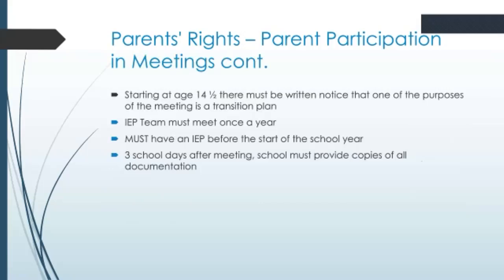And then again, at the age of 14 and a half, there must be written notice that one of the purposes of the meeting is a transition plan. So at 14 and a half, school districts must start planning for the transition of your child. Whether that transition happens at the age of 18 when they graduate high school, or if they're going to stay on for continuing, second step of the high school years and will be leaving the day before their 22nd birthday, there needs to be a transition plan initiated at the age of 14 and a half. That way you can start talking about what your goals are, what you want them to do.